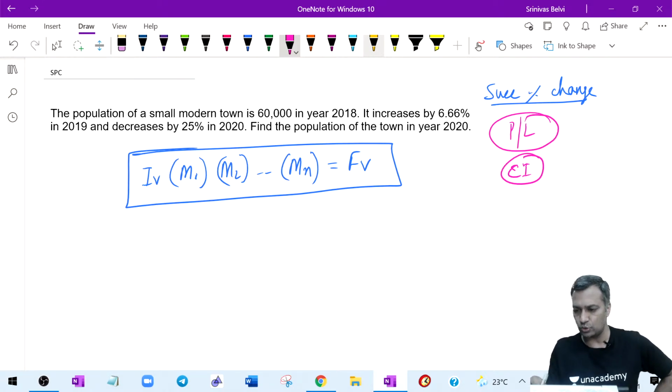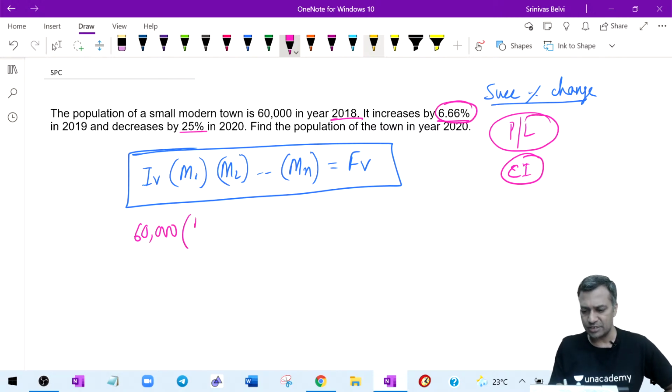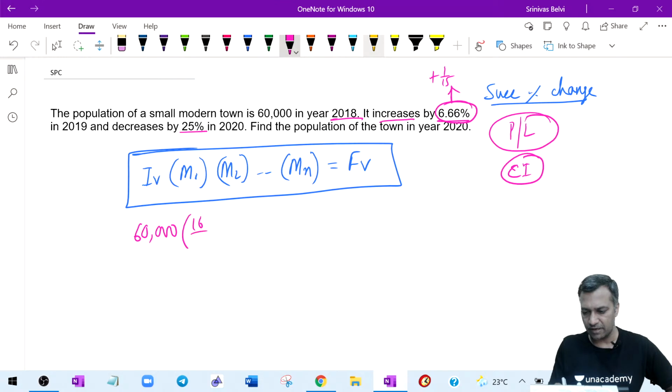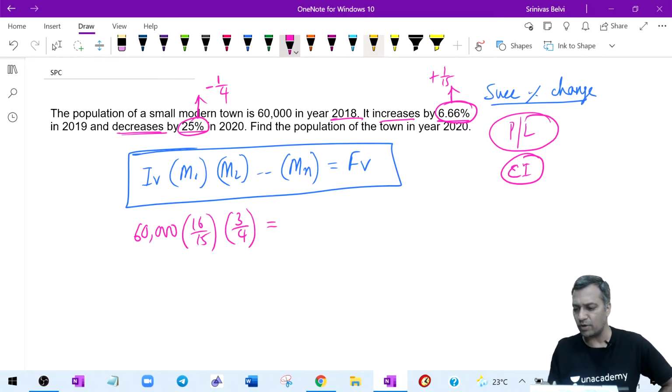Okay, so read the question. 2018 given, 19 there is an increase, 20 there is an increase. Therefore, what is the population there? Simple. Initial value 60,000. First multiplier 6.66% is nothing but 1 by 15. A 6.66% increase is plus 1 by 15. Therefore, the multiplier becomes 16 by 15. Let's be very clear. Then there is a decrease of 25%. Decrease means minus 1 by 4. The multiplier would now become 3 by 4. This gives me the final value. The answer to this is nothing but the final value.